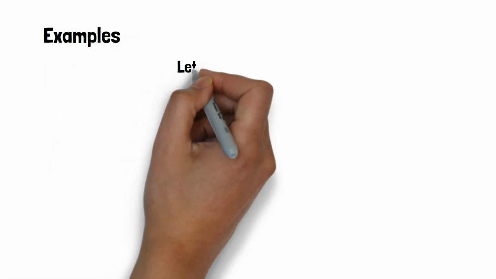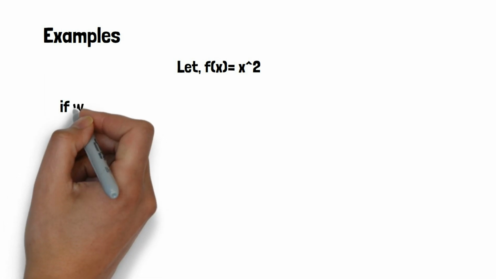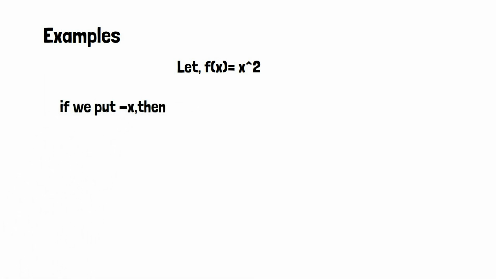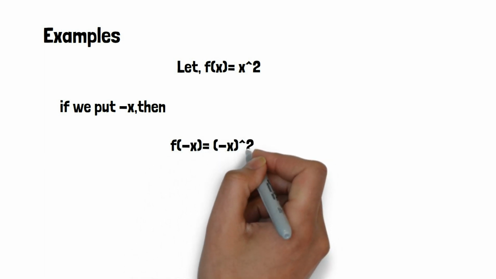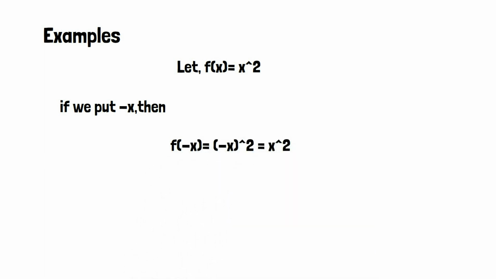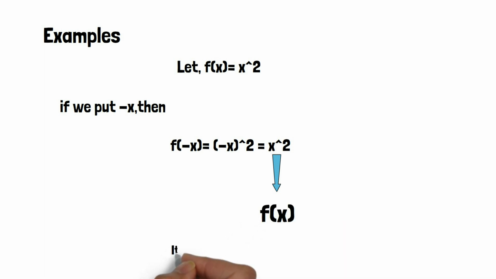Now let's move to the examples. For example, f of x is equal to x square. If here we put negative x, then f of negative x is equal to negative x square, which is equal to x square, which is equal to the actual function. So f of negative x is equal to f of x. We can write this. So it's an even function.